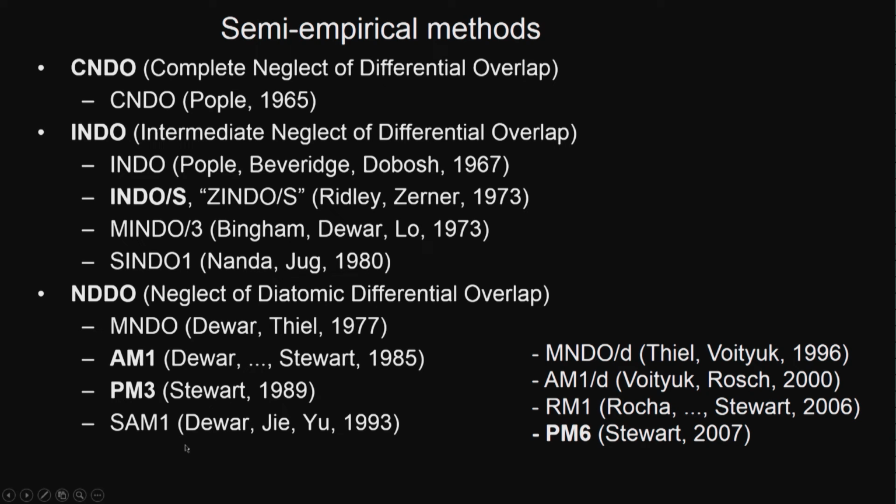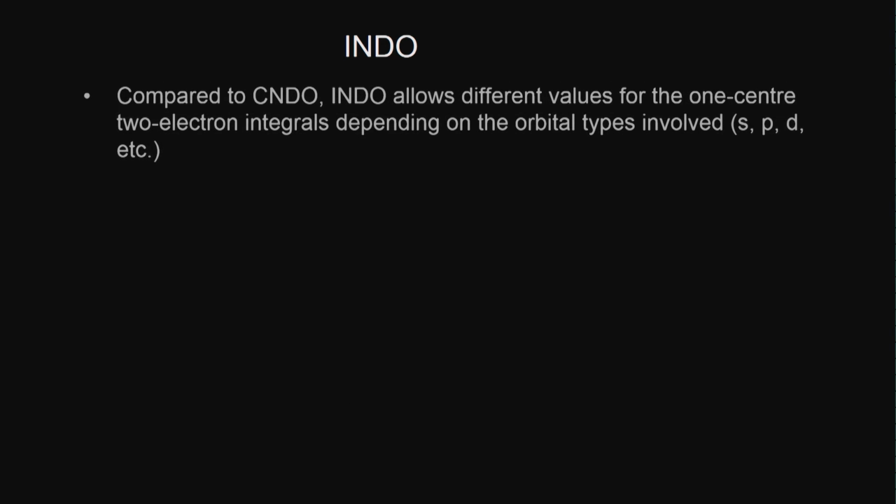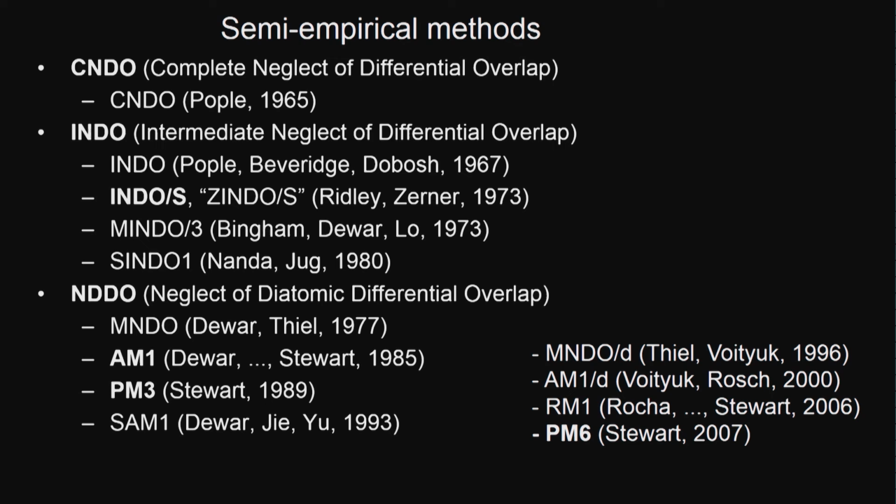So as time goes, starting from 65, complete neglect of differential overlap between these electrons, methods started improving, with the intermediate neglect of differential overlap, and so on. In the 2000s we have better methods, PM6, which are a big improvement, but still quite fast, unlike the ab initio methods. Let us look a little bit at each of these methods.